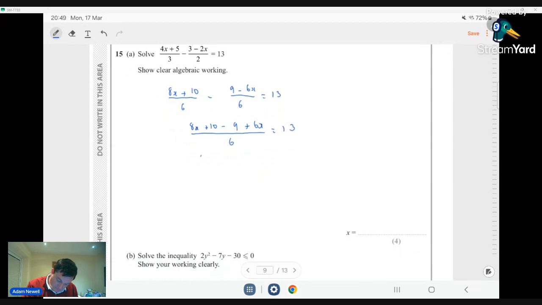We get 14x plus 1, and I times 6 by 13 to get 78. 14x equals 77. So x equals 77 divided by 14, and that simplifies to 11 over 2, I think. Yeah, 11 over 2, which is 5.5.